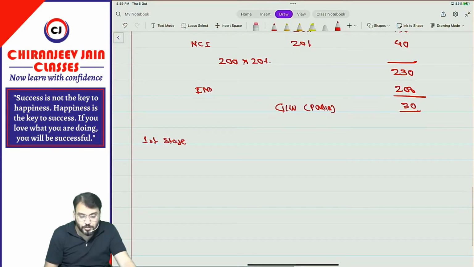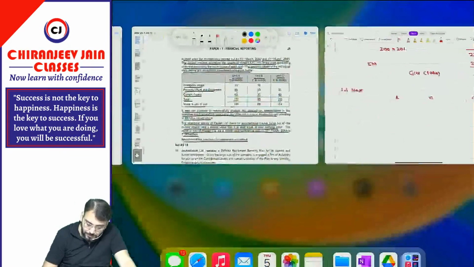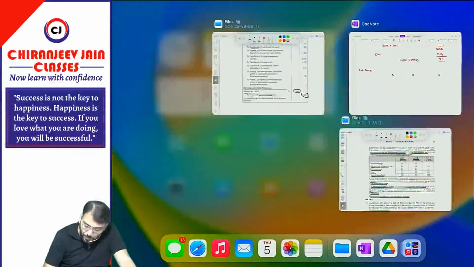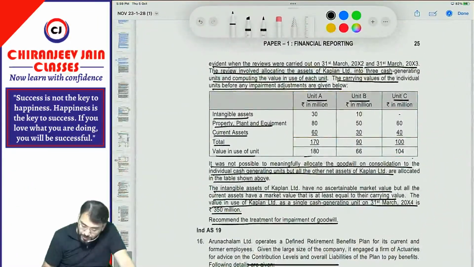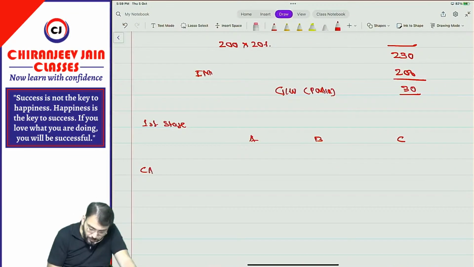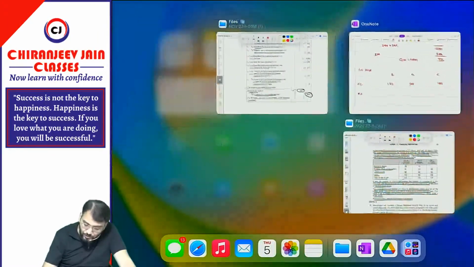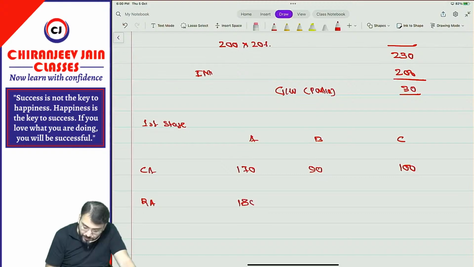impairment testing. So what have they given? Unit A, B, C. Correct? Yes, sir. What is the carrying amount? Carrying amount is given as 170, 90, 100 for the CGUs. We'll compare with the recoverable amount. Recoverable amount is given as 180, 66, 104.